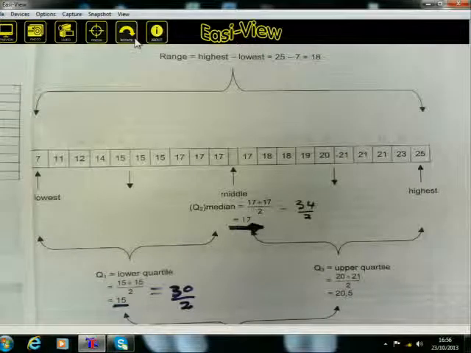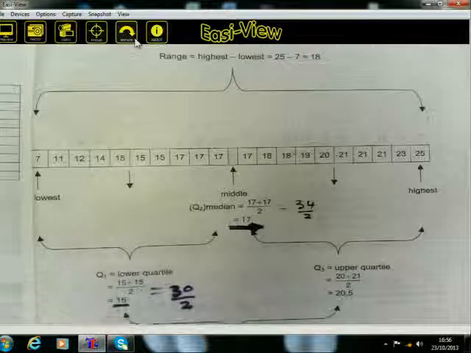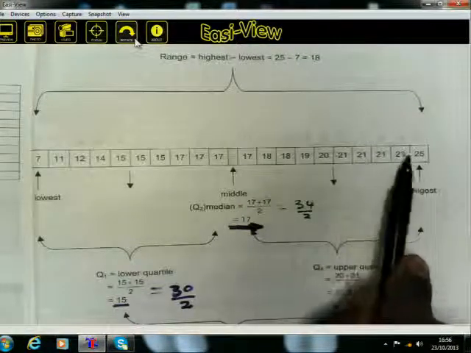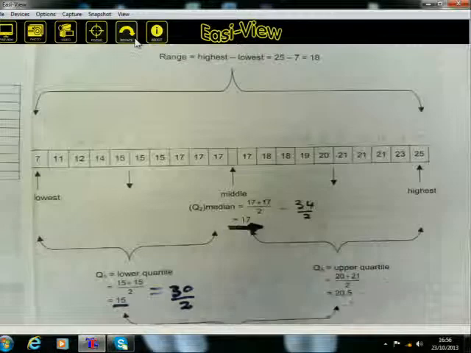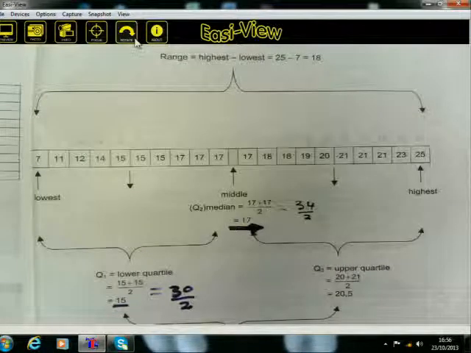The same applies to Q3. Let's count the numbers. I said they must be equal, those numbers. It's 1, 2, 3, 4, 5, 6, 7, 8, 9, 10. Obviously, this side was having 10, this side must have 10. Now what's happening? It's an even number. If it's an even number, we add the two center numbers and we divide them by 2.